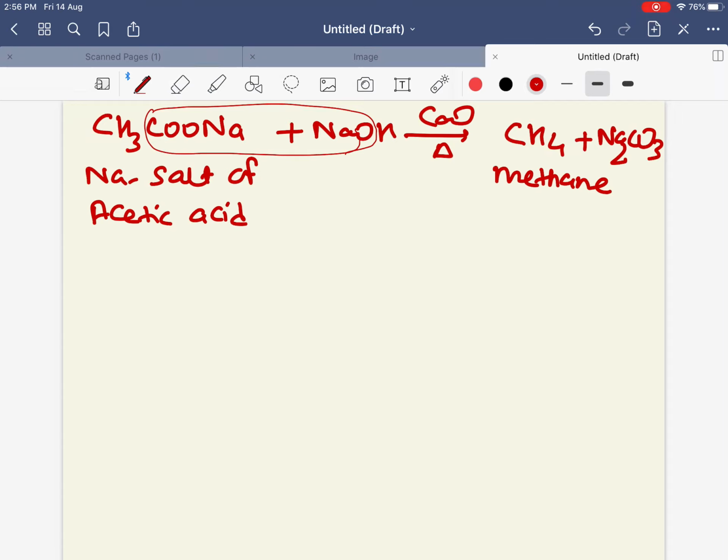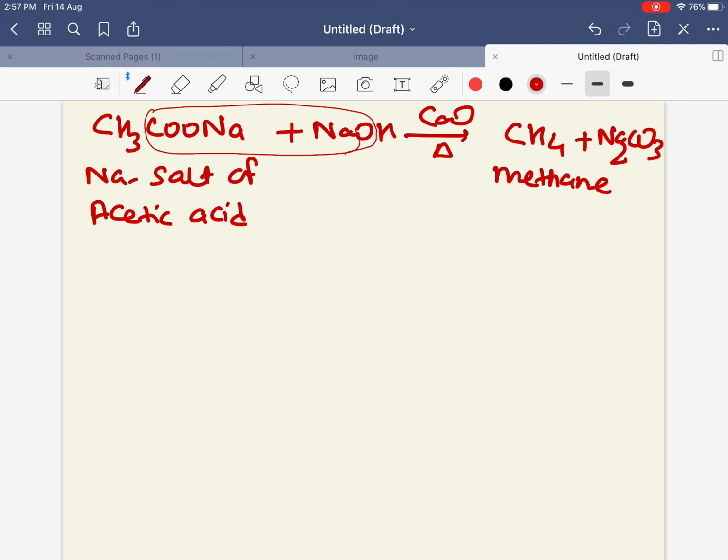So the product contains one carbon less than the sodium salt of acetic acid, because the sodium salt of acetic acid contains two carbons and we'll get a one-carbon alkane. So this reaction is used for decreasing the carbon chain by one carbon atom.